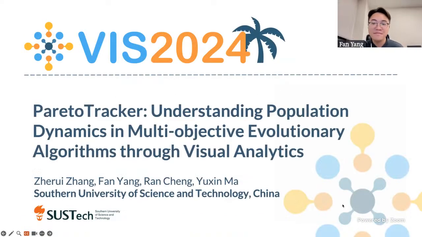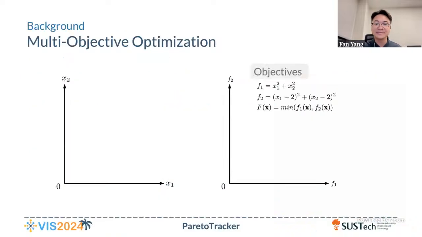Hello, everyone. My name is Fan Yang, and I'm from Southern University of Science and Technology, China. Now, I will present our visual analytics framework on MOEAs. First, let's discuss what multi-objective optimization is. A multi-objective optimization problem involves optimizing two or more conflicting objectives simultaneously.